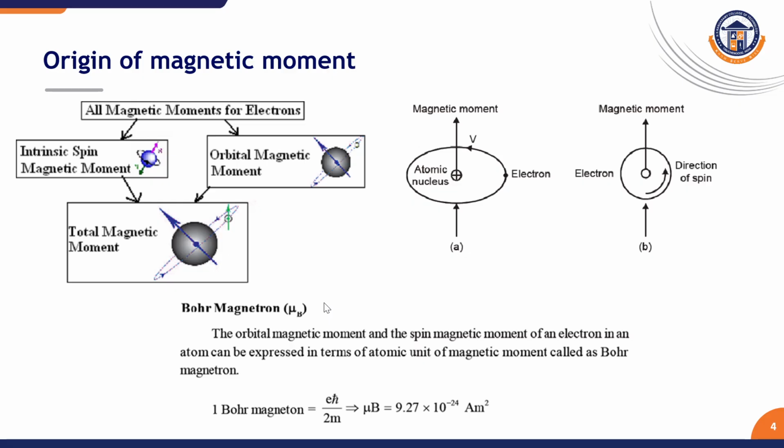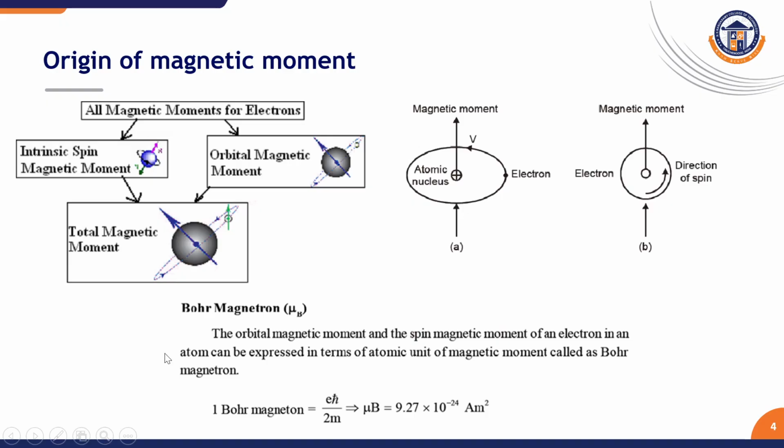Now let's look at the origin of magnetic moment. Inside an atom, electrons move in two ways. We know that they spin around their own axis and they revolve around the nucleus in orbits. Both of these motions create tiny magnetic fields. The magnetic effect due to electron spin is called the spin magnetic moment, and the effect due to orbital motion is called the orbital magnetic moment. When we add up these contributions, we get the total magnetic moment of an atom.